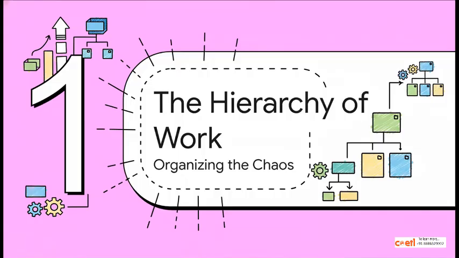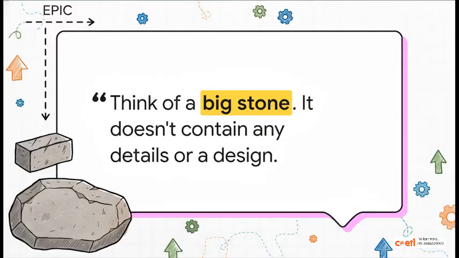All right, so to really get Jira, you first have to understand how it organizes work. It's all about creating a clear hierarchy. Okay, so at the very top of this Jira hierarchy, we've got something called an epic. And I love this quote because it's the perfect way to picture it. A big, uncarved block of stone. It represents a massive goal, right? A huge new feature. But it doesn't have any of the fine details worked out yet.